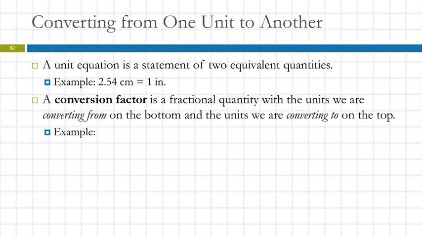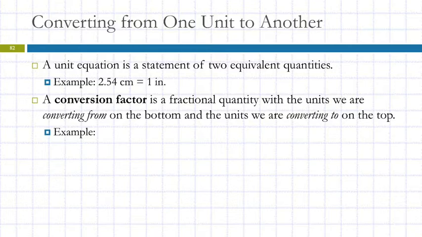When we're converting from one unit to another, we need a relationship between the two numbers. That's sometimes called a unit equation. So an example of that would be 2.54 centimeters is equal to 1 inch. The numbers are different here because the size of the unit is different, but these are both descriptions of the same length. Okay? So we know that those two things are equal.